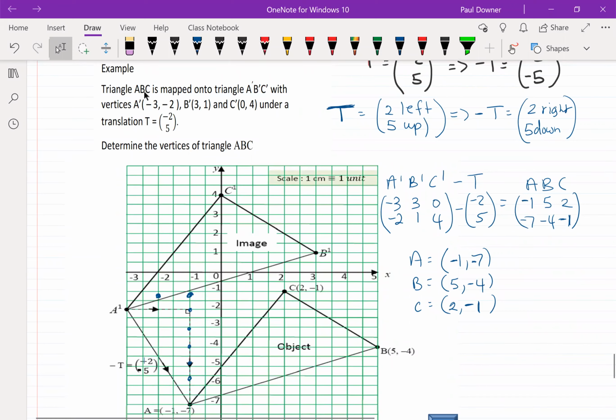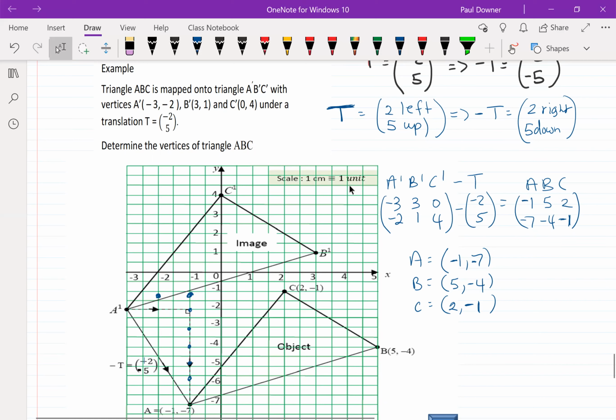In this example, triangle ABC is mapped onto triangle A prime, B prime, C prime with these vertices. A prime is minus 3, minus 2, B prime 3, 1, C prime 0, 4, under a translation T equal to minus 2, 5. In other words, if I took ABC and I added T to it, I would end up with A prime, B prime, C prime, right? So determine the vertices of the triangle ABC.